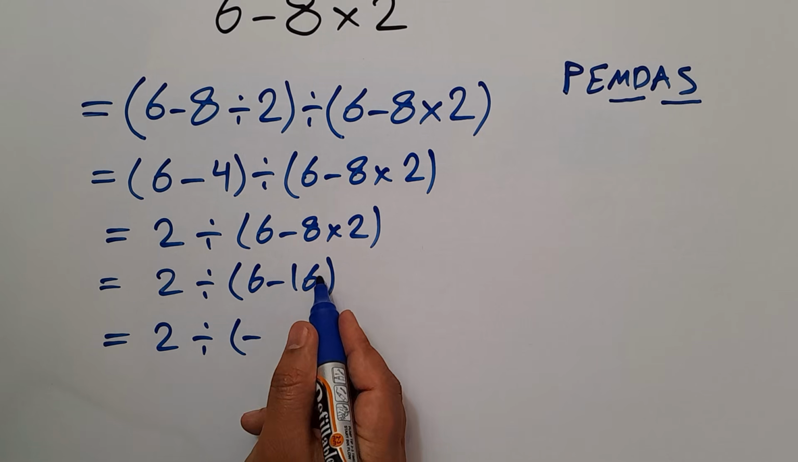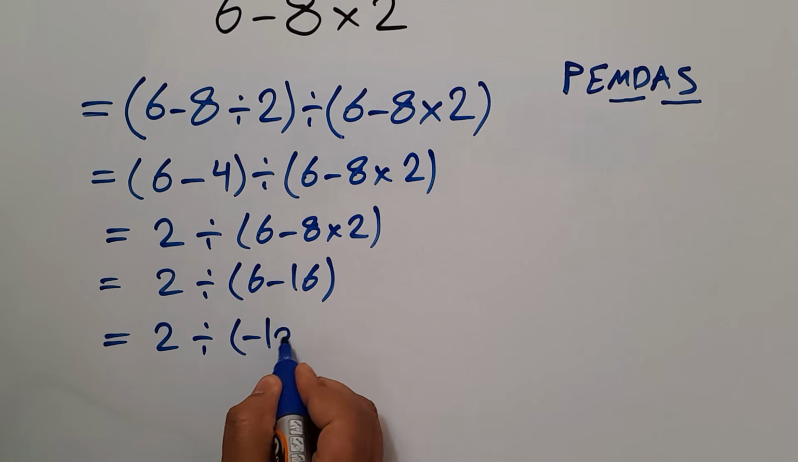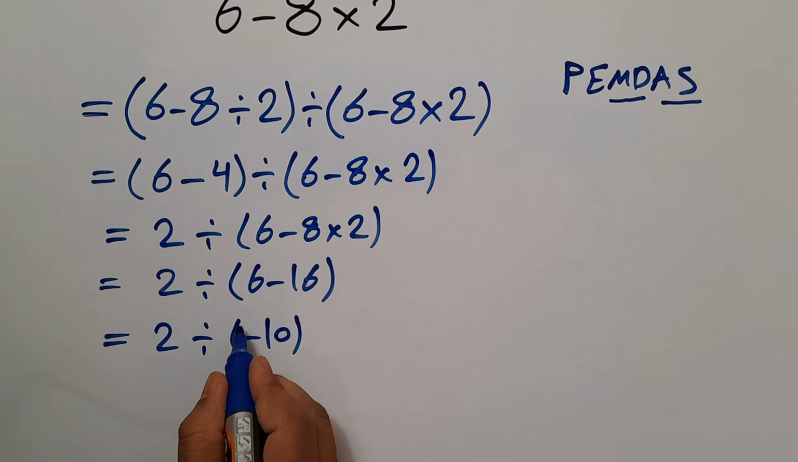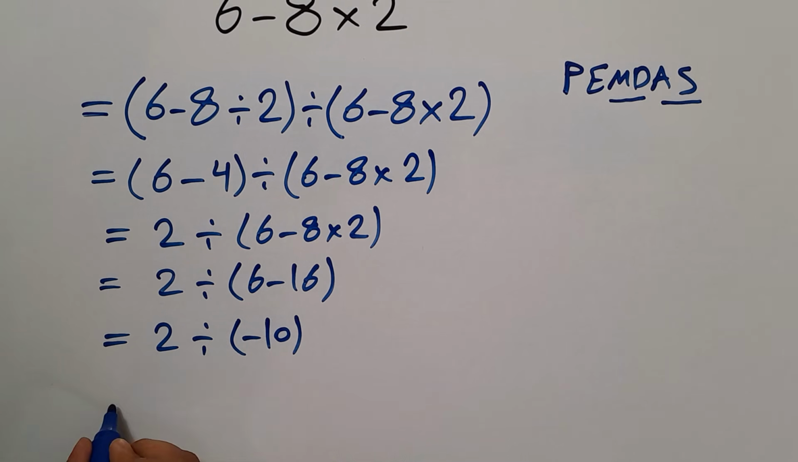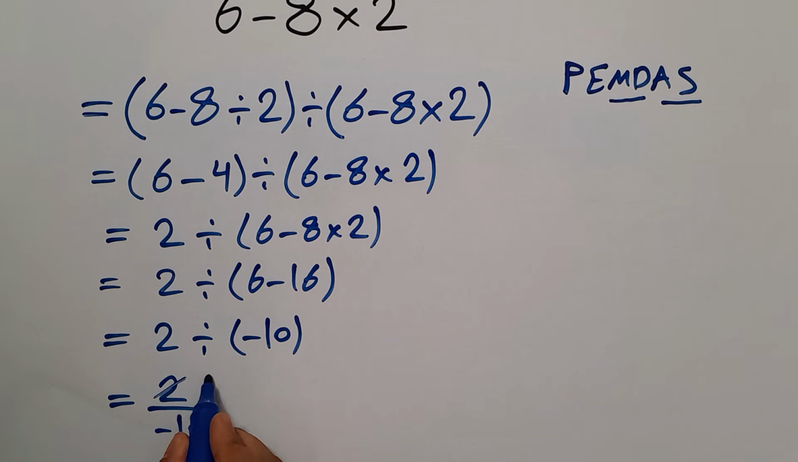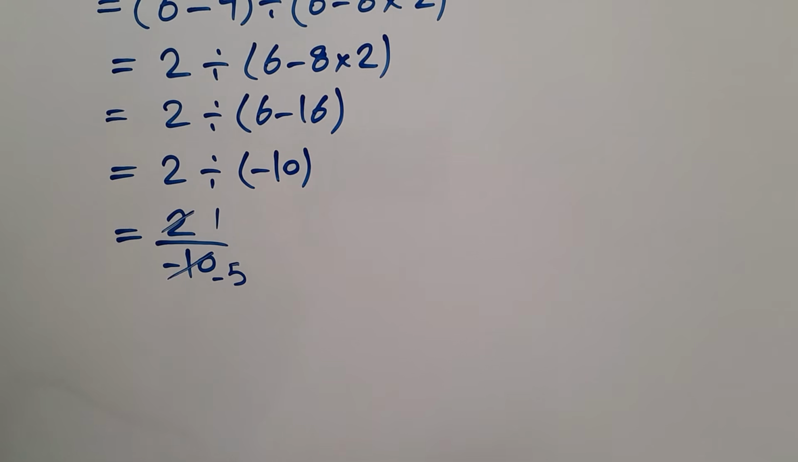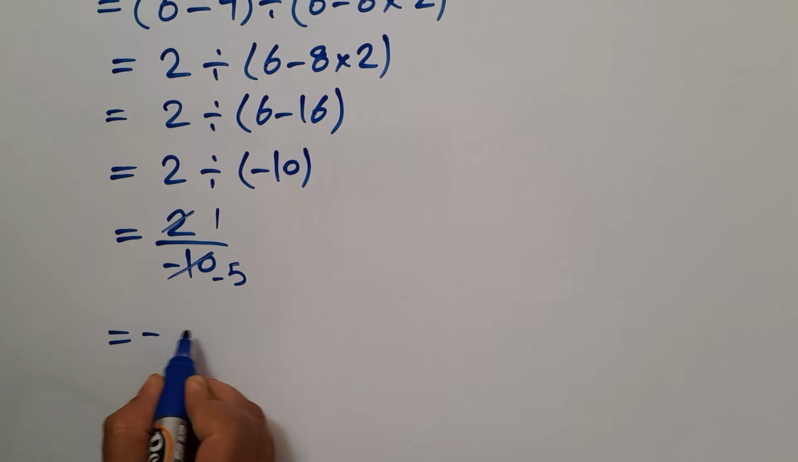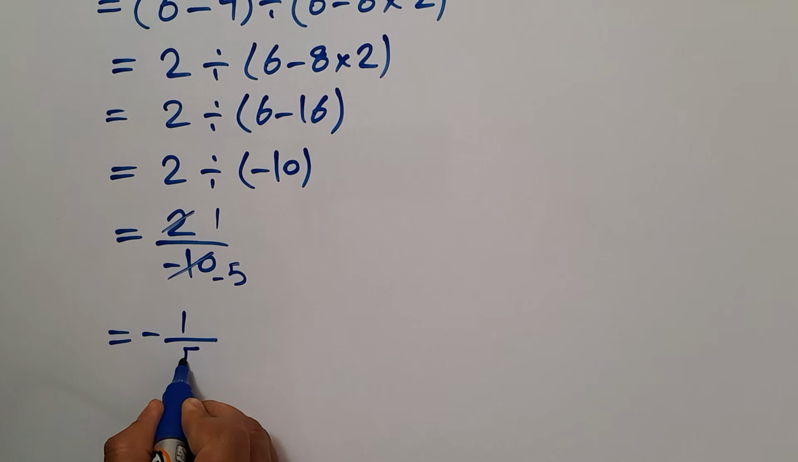6 minus 16 equals negative 10. So 2 divided by negative 10. 2 divided by 2 equals 1, and the negative 10 divided by 2 is negative 5. So our final answer to this problem is just negative 1 divided by 5.